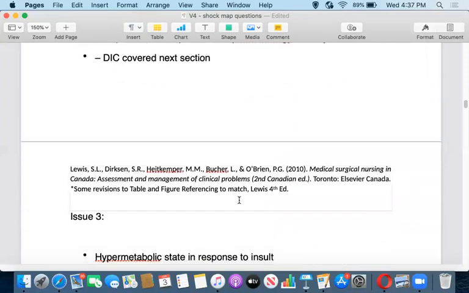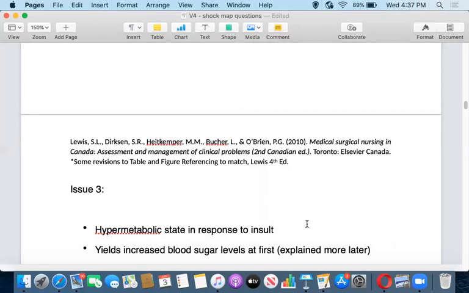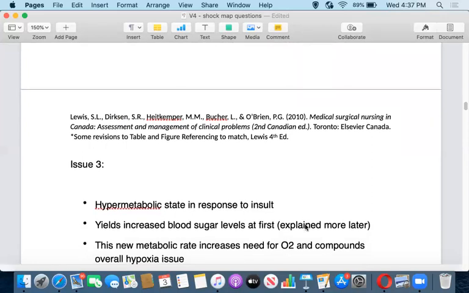So issue number 3 is this hypermetabolic state, which is common for many illnesses, but the body increases its demands. It's in a fight or flight mode. Makes sense. Blood sugars go up. Pretty typical with fight or flight or stress response. This increased metabolic rate increases the need for oxygen, and it makes everything worse because now we have these increased needs for oxygen and nutrients and whatnot. But our circulation and perfusion has gone down, so it just spirals. And really, this could be said of many of any shock.